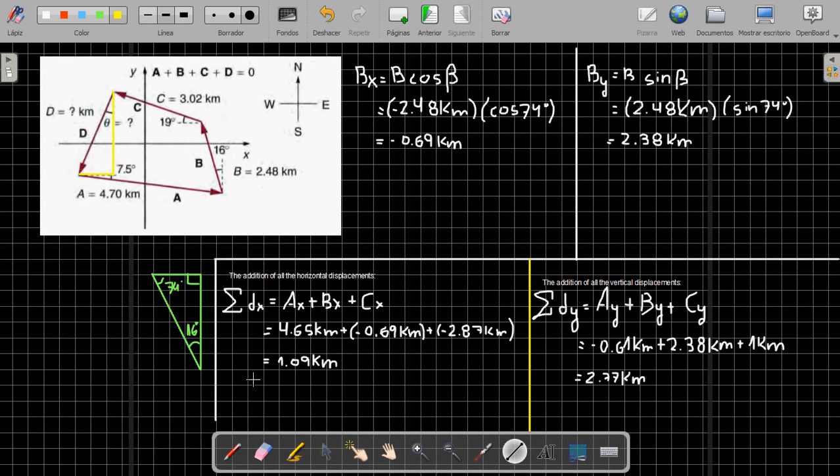Es decir, al terminar todo su recorrido, recordemos que él empieza aquí y termina allá. Él no hace este recorrido. Entonces, al empezar aquí y terminar aquí, involucró haber estado 1.09 kilómetros más al este de lo que él estaba al principio y 2.77 kilómetros más al norte de lo que él estaba al principio. Pero no es eso lo que nos están pidiendo. Recuerden que a nosotros nos están pidiendo esto. Pero si ya tenemos esto y esto, por Pitágoras podemos encontrar esto, which is the magnitude of the displacement. Vamos entonces a calcular la magnitud del desplazamiento.